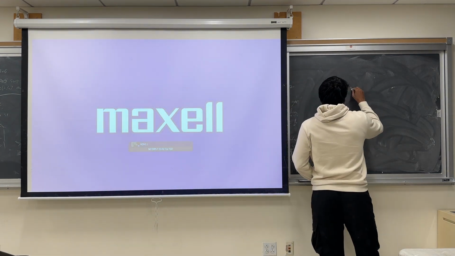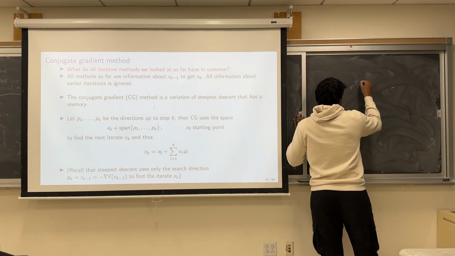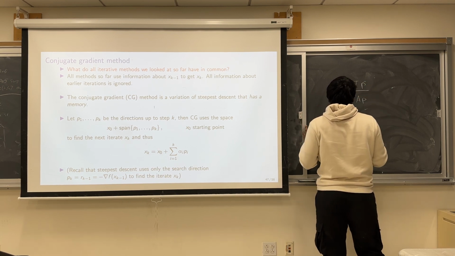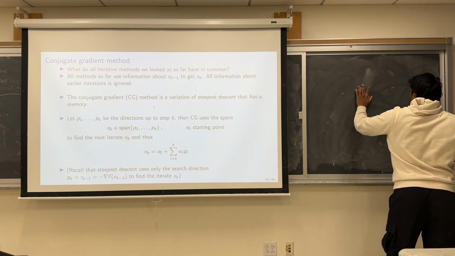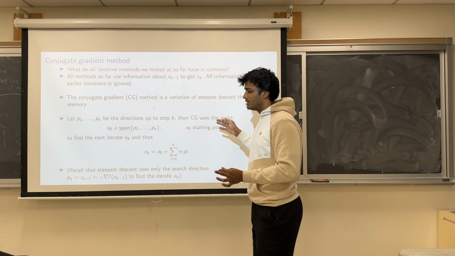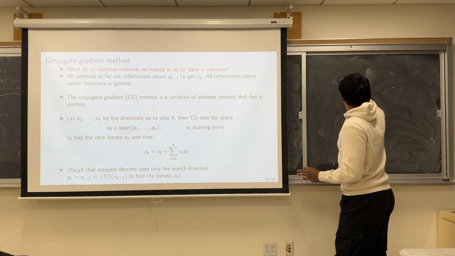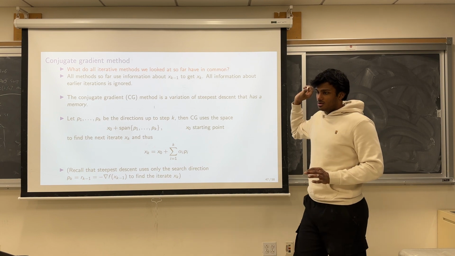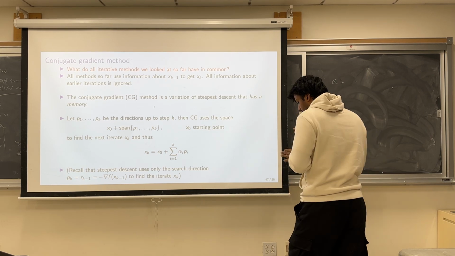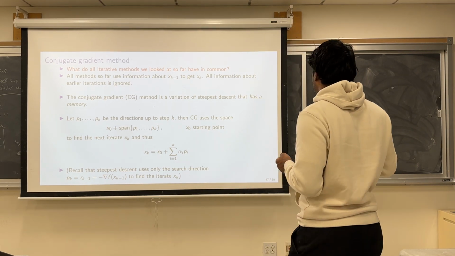Given a direction Pk, let's see if I can recall from memory. It's P transpose R divided by P transpose AP, right? That's the alpha that minimizes. So given the direction Pk, I jump to the minimum directly by using this alpha. The idea of conjugate gradient is that you choose a Pk, and you jump to the minimum by this formula. Alpha is the one I derived.